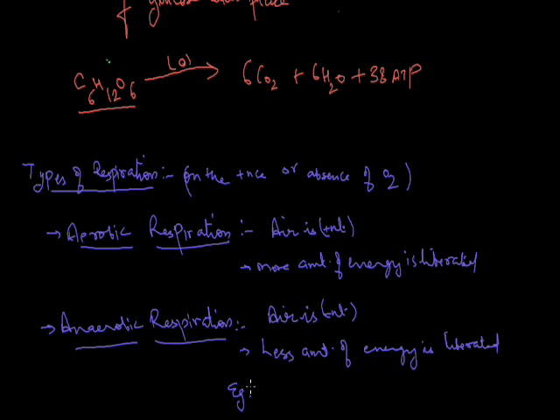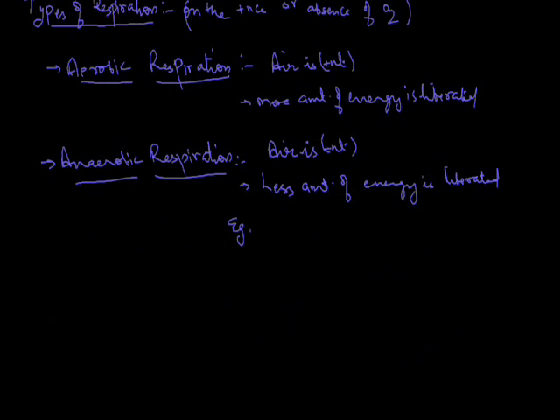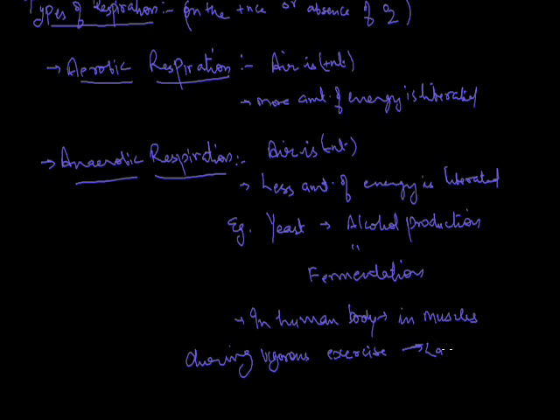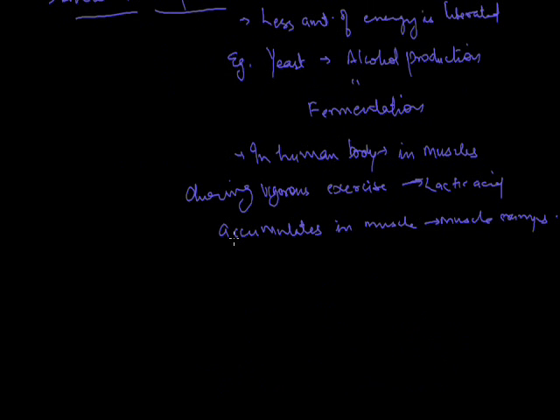Here the example of anaerobic respiration is yeast for alcohol production, and this process is also known as fermentation. In our body also, in the human body, in the muscles, during vigorous exercise, anaerobic respiration occurs where lactic acid accumulates in our muscles, which is a reason for muscle cramps. Okay, now we move further.